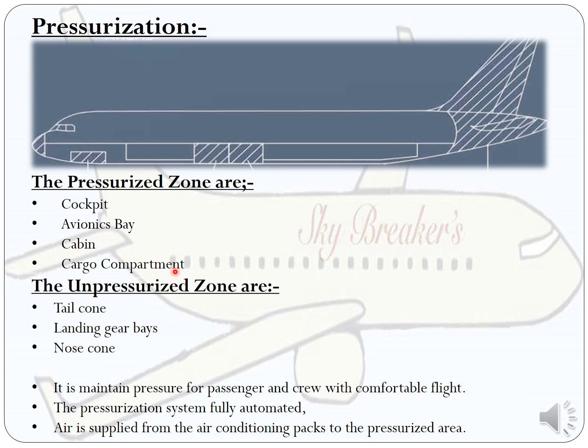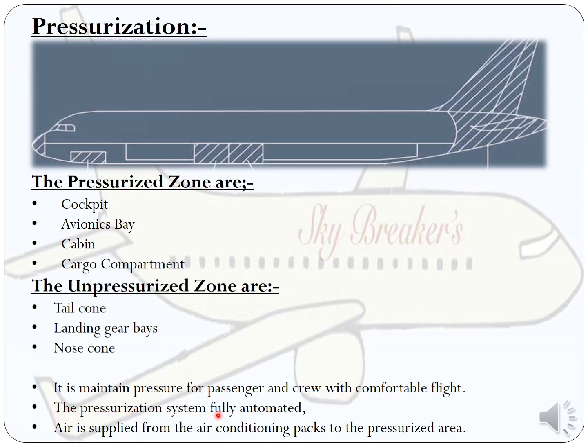Next is the cargo compartment. We have two compartments for the cargo, forward and aft. This is the forward and this area is the aft cargo compartment. Next is the unpressurized zone, that is the tail cone. You can see this area is the tail cone. And the landing gear bay, which is where the landing gear is stored. This is the main wheel landing gear. This is the nose wheel landing gear. It is not required to be pressurized. Then the nose cone. This area also is not required to be pressurized. Pressurization maintains the pressure for the passengers and crew for a comfortable flight. That is the reason we are pressurizing the aircraft.